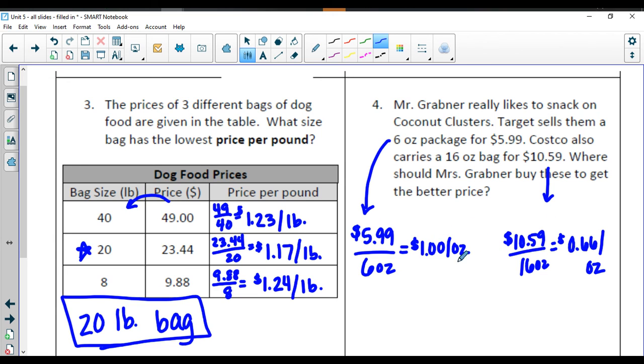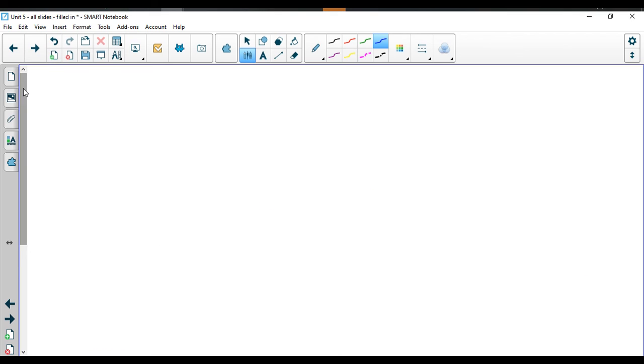So comparing the two prices, I should buy at Costco because it's going to be cheaper. And especially if he likes to eat lots of these, got to save the money there. All right, that's it then for unit rates. Just remember that the money always goes up on the top and it comes first in your division problem.